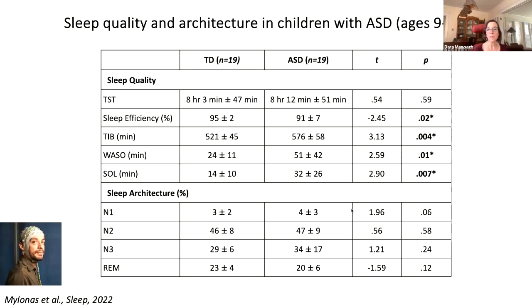Up to 80% of children with autism have sleep disturbances, which exacerbate symptoms and lead to worse daytime functioning. Dimitris Mylonis in the lab has reanalyzed data from an already collected small home sleep EEG study of 9 to 17-year-olds with autism spectrum disorder. On average, both groups showed over 8 hours of sleep.